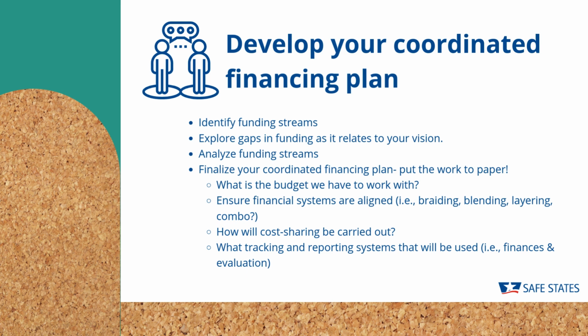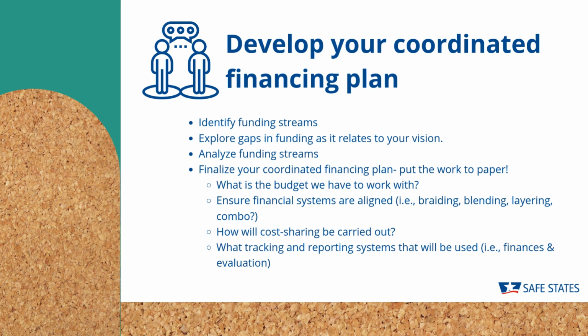Analyze funding streams. Once you have an idea of the funding streams you want to pursue to build your coordinated financing plan, take time to explore the allowable and non-allowable costs for each funding source. Collect information and discuss allowable expenses, documentation of expenses, and reporting requirements. This may include meeting with your funders to ask questions, doing background research, or downloading fiscal guidance from funders' websites.